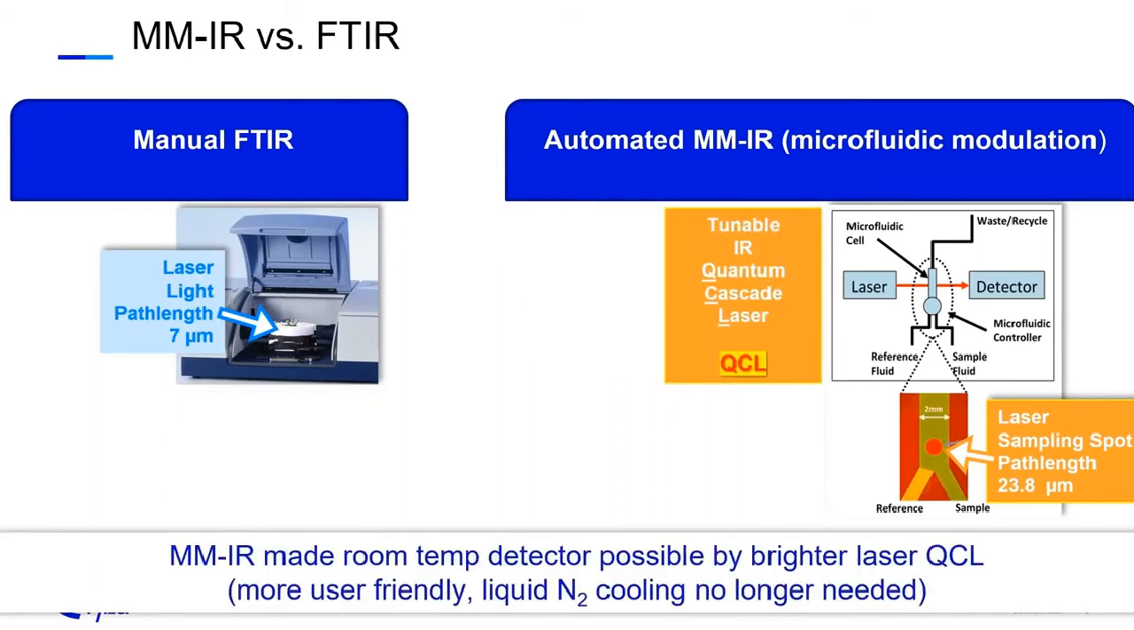The laser in MMIR is a quantum cascade laser, which is brighter than conventional laser. Therefore, MMIR made room temperature detector possible.